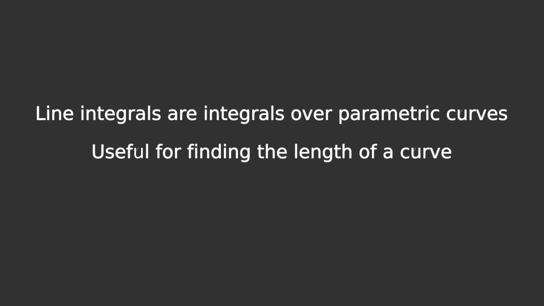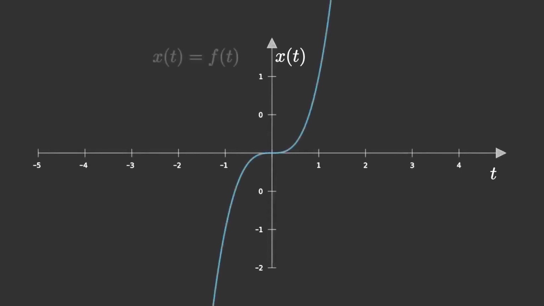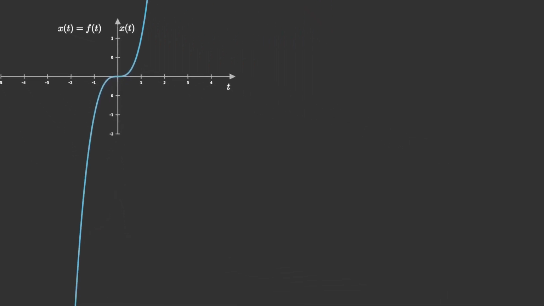Let's imagine we have some generic function x of t that is a function of time. This function can represent the position of an object in space with respect to time. And let's say we're interested in the distance this object moves between two different times, t1 and t2.